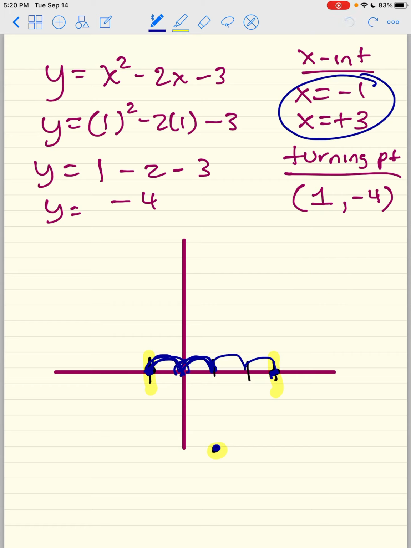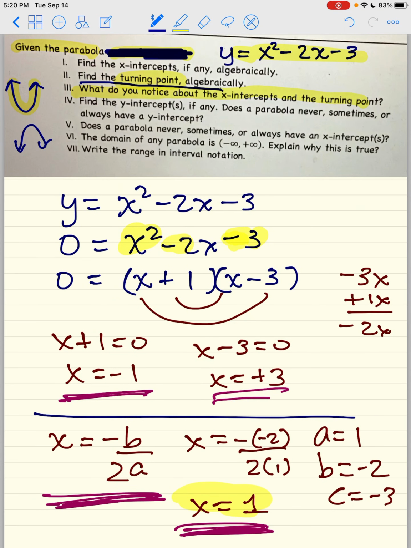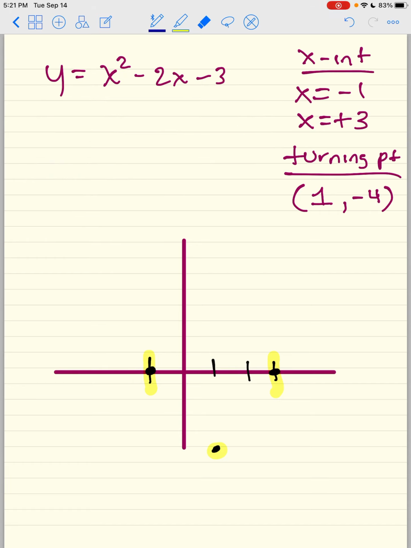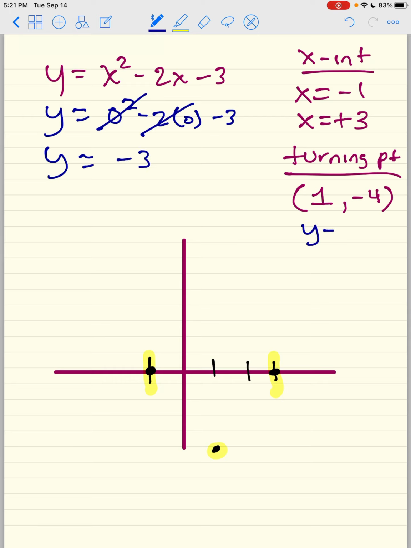So everybody should see that. Let's continue. The next part says find the y-intercept, if any. Remember, you guys can pause this. Find the y-intercept by setting x equal to 0. This is 0, that's 0, you're left with -3. So the y-intercept is -3, and that makes sense because it's going to have to pass somewhere. We need to know where it's going to pass.